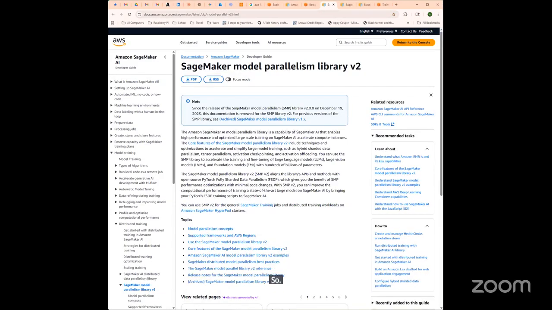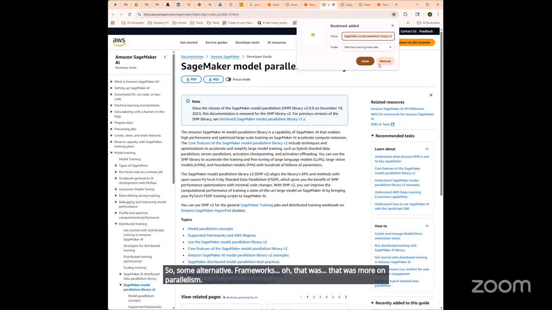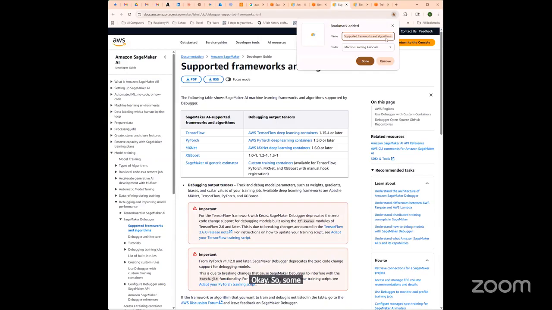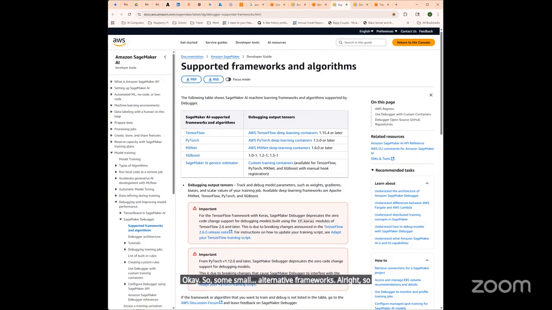So, some alternative frameworks. Beyond SageMaker's implementations, you can use open source alternatives. PyTorch DDP is native to PyTorch but requires manual setup. Horovod supports TensorFlow, PyTorch, and MXNet. DeepSpeed from Microsoft focuses on large LLMs. mpirun and torchrun provide command-line parallel training runners. Most require P3, P4, or Trn1 instances.